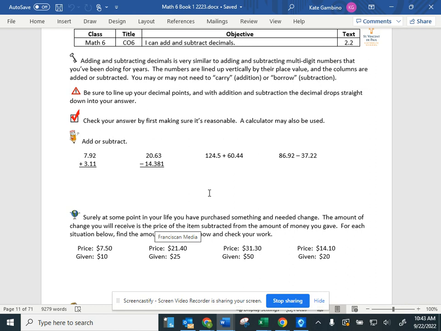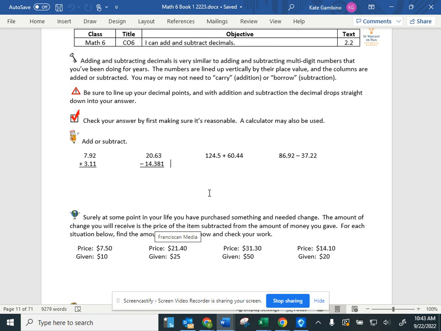Oh my goodness, every year I have kids that forget to line up decimal points and we get the totally wrong answer. So I really need for us to follow what I'm doing. What I write on the board up here, I need you to be putting the same thing in your binder. Adding and subtracting decimals is very similar to adding and subtracting multi-digit numbers that you've been doing for years.